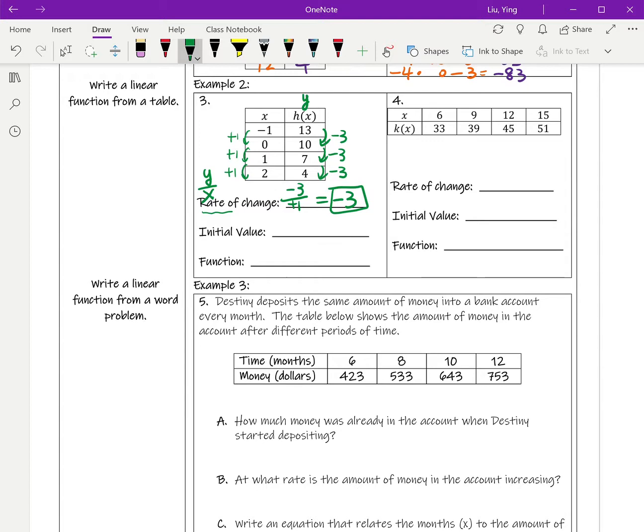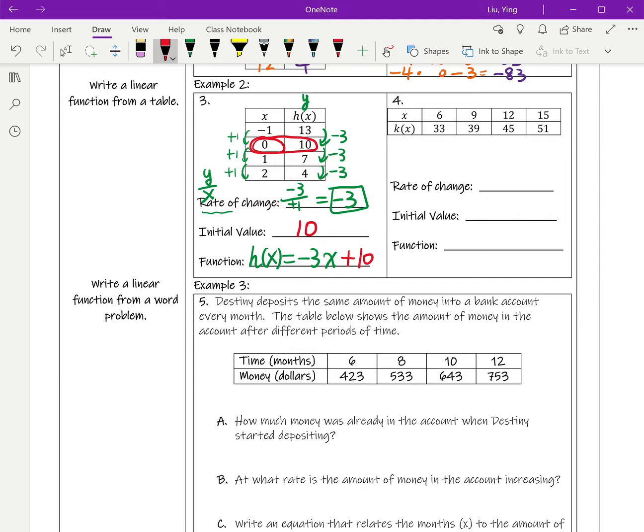Now to find the initial value from a table, we just need to find the y value when x equals 0. Okay, so here we see that in this step, x equals 0, and accordingly the y value is 10. So that is going to be our initial value. With these two, we can put together a linear function, and we call that h of x, because that's the name given, equals mx plus b, and mx would be the rate of change times x, plus b would be the initial value.